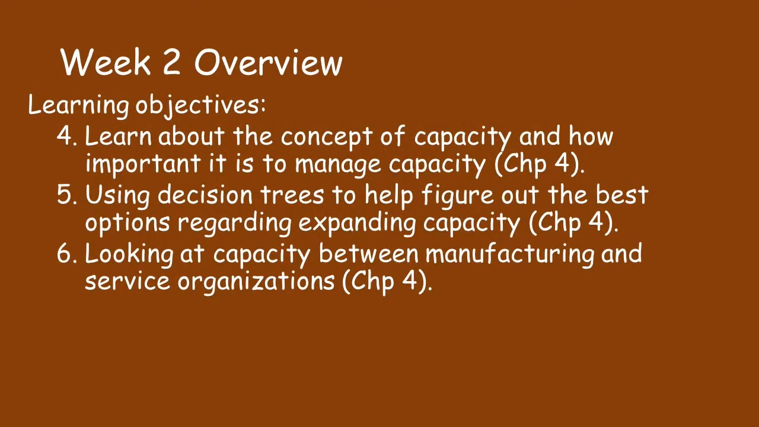Next, we're going to look at some items from Chapter 4. The first 3 were from Chapter 3. From Chapter 4, we're going to learn about the concept of capacity and how important it is to manage capacity. We're going to look at decision trees to help figure out the best options regarding expanding capacity. And then finally, we're going to look at capacity between manufacturing and service organizations because there is a difference.